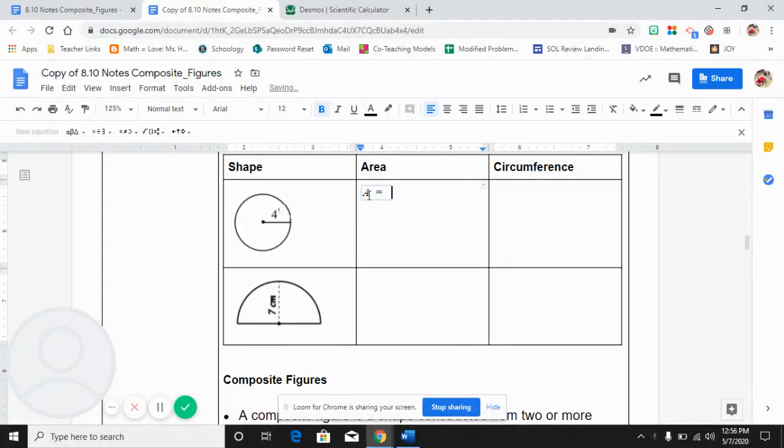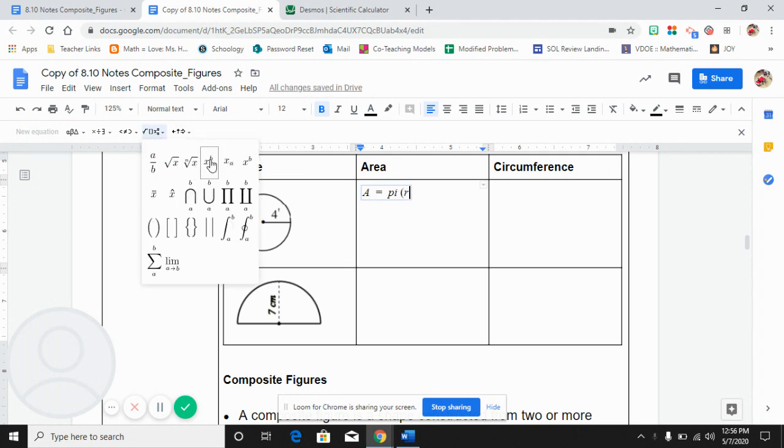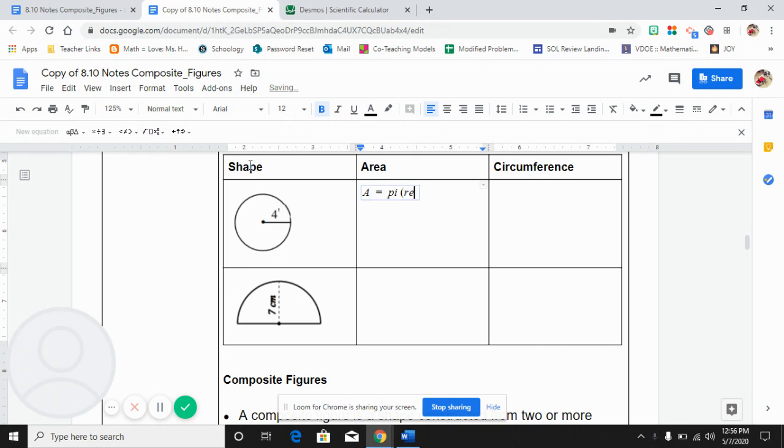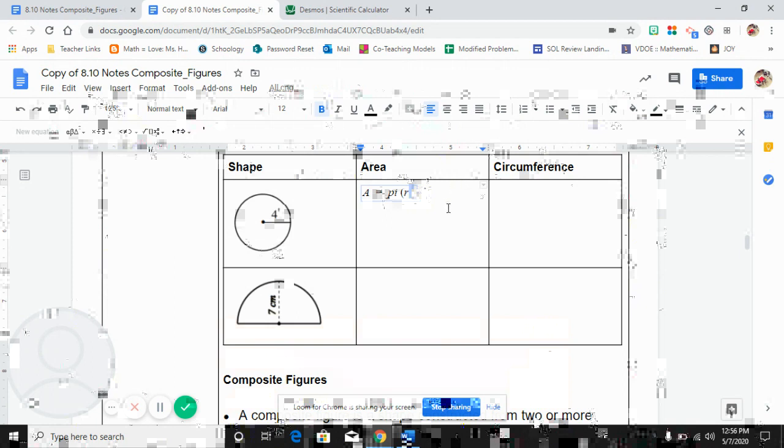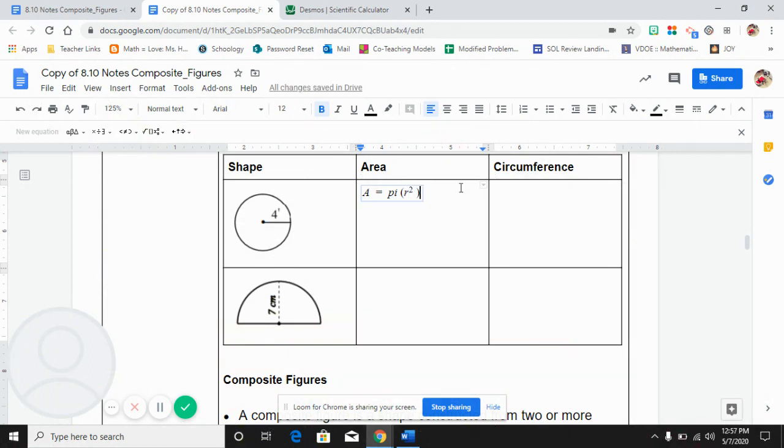So area equals pi r squared. For pi, we're just going to use the number 3.14 because if we use the pi button, it's going to actually give us a really long, crazy decimal. And on your SOL test, it'll actually just say use 3.14. So we're always going to use 3.14 for pi. And the radius in this case is 4. So 3.14 times 4 squared.